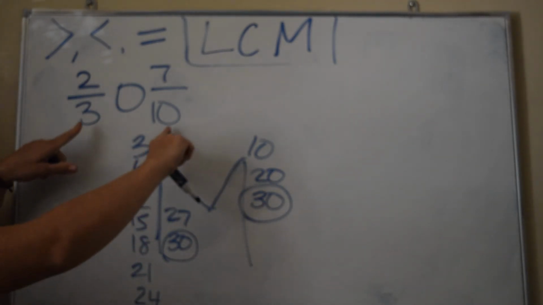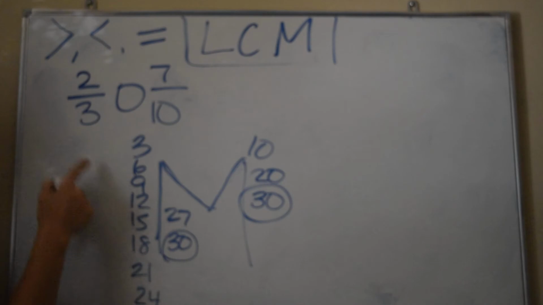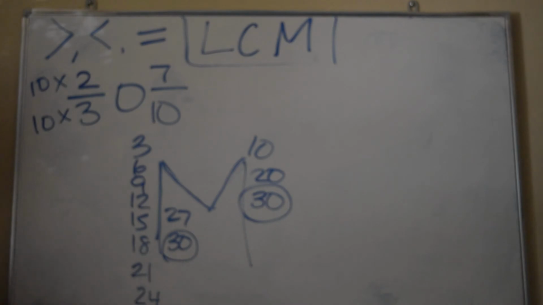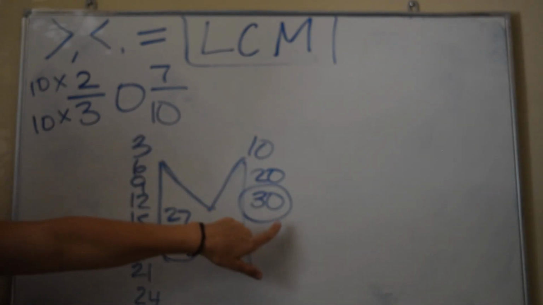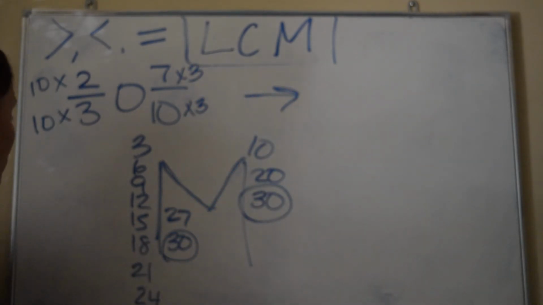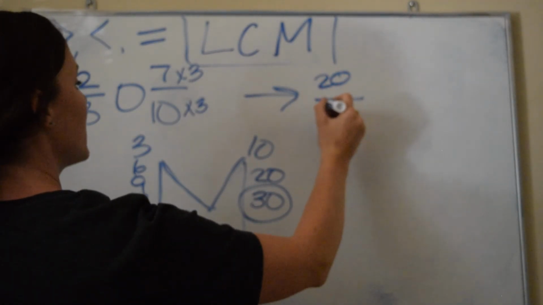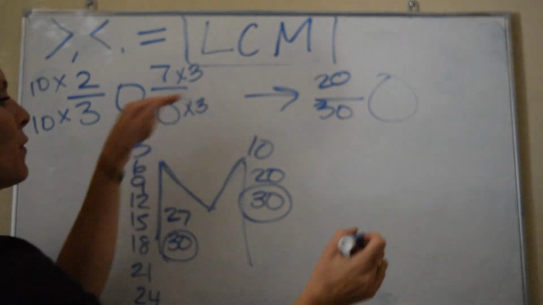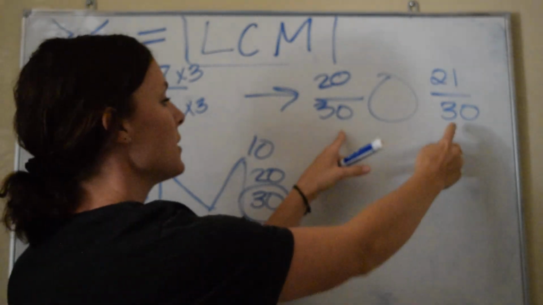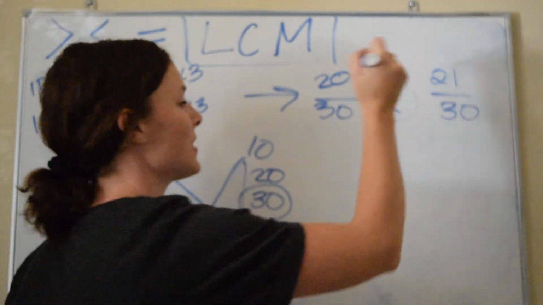So that means you need to change both of these denominators into a 30. How do I get from a 3 to a 30? What do I multiply it by? I multiply it times 10, which means I have to multiply that top times a 10. And then how do I change a 10 into a 30? I had to multiply it times 3, which means I have to do the same to the top. So let's rewrite our fractions. 10 times 2 gives me 20, and 10 times 3 is 30. And this new fraction is 21 over 30. Now let's compare, because I have similar denominators. What is 20 compared to 21? It's less than, so the less than symbol is going to go there.